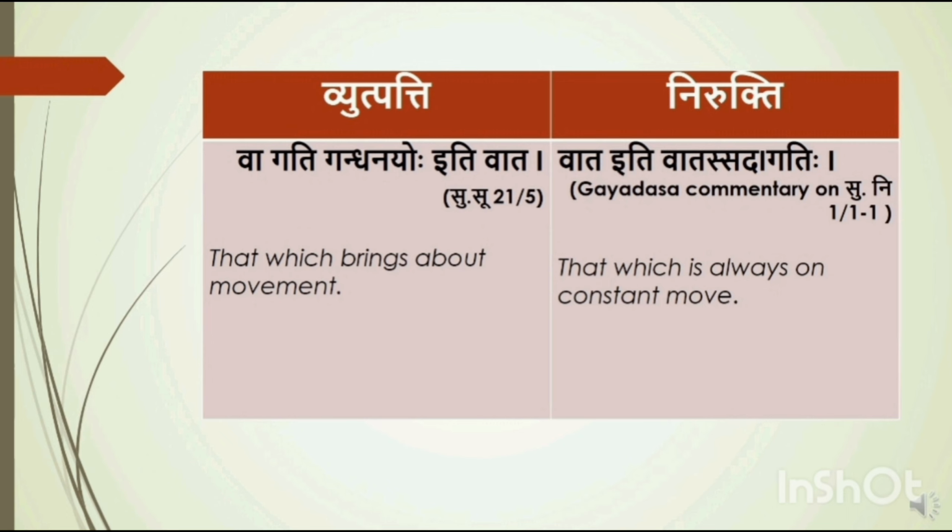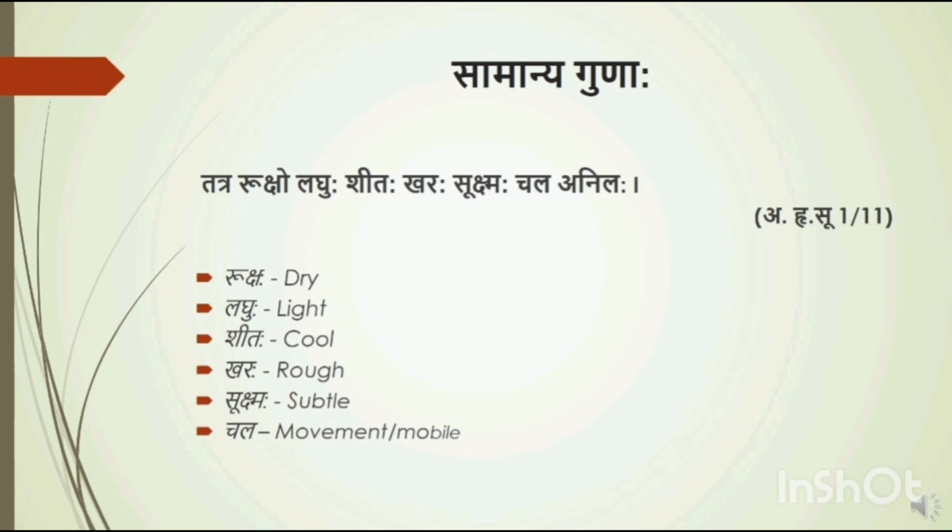So we have already discussed the Vyutpatti and Nirukti. As you can see, the shlokas are very simple. You can learn it by heart as well. Now let's move to the Samanya Gunas of Vata. The shloka goes like this. Tatra ruksho lakhu shita kharaha sukshmaschala anilaha. This reference is from Ashtanga Sutrasthana, first chapter, 11th shloka. It includes 6 properties, which are ruksha, lakhu, shita, khara, sukshma and chala.